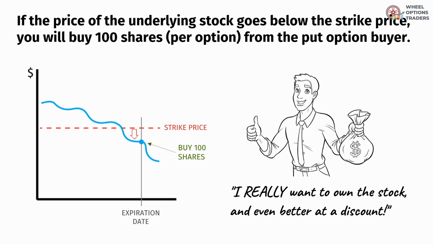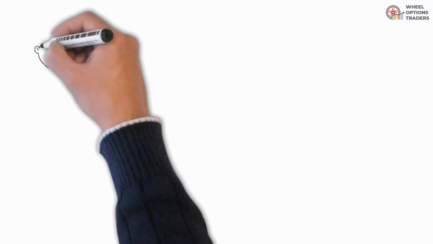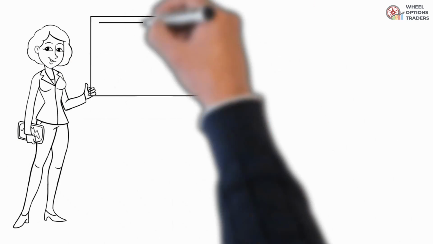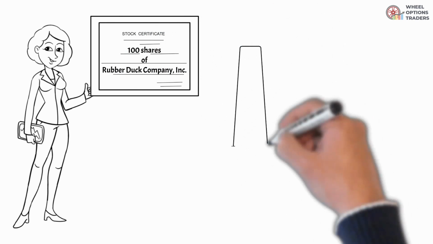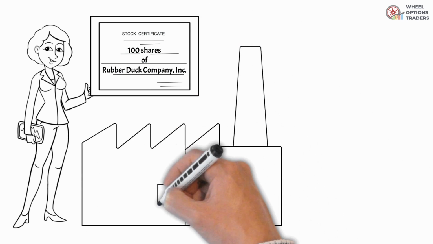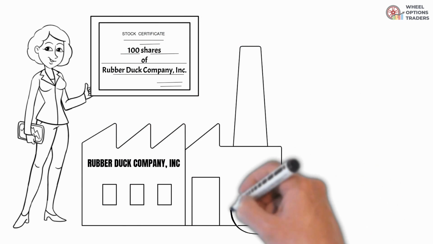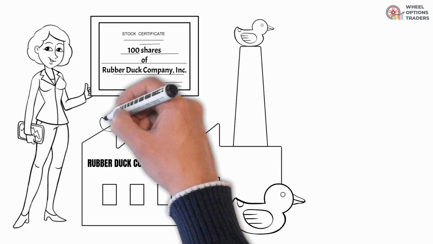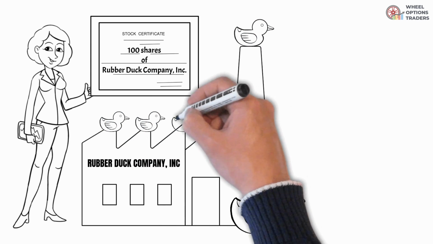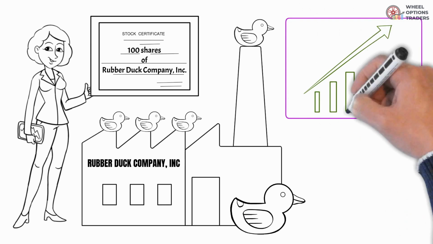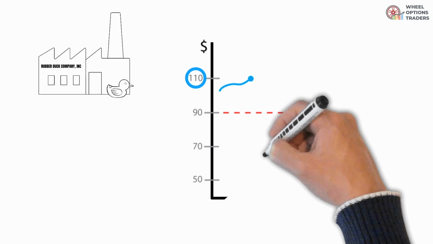Okay, so let's look at an example. Imagine the stock you'd really like to buy is in a company called Rubber Duck Company Inc. and you'd like to buy 100 shares of this company because you believe it will grow and prosper and that its stock price will rise over time. It's a sure bet. So at the moment, its stock price is $110 per share.